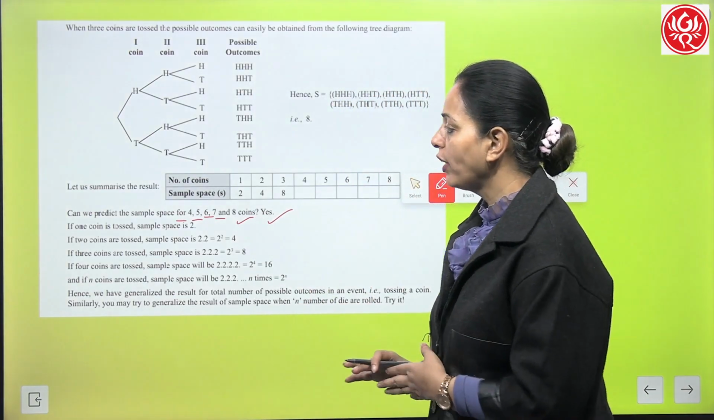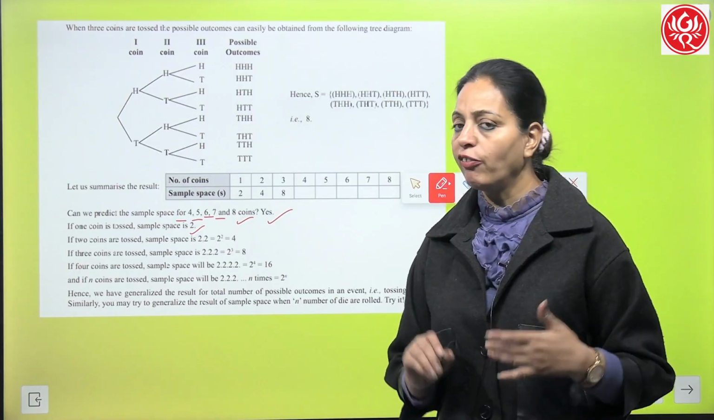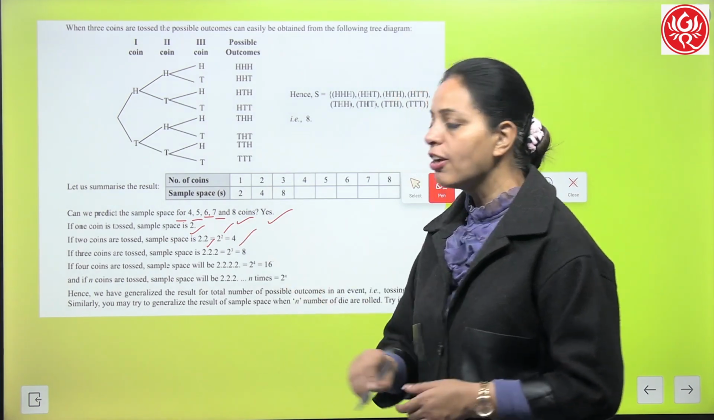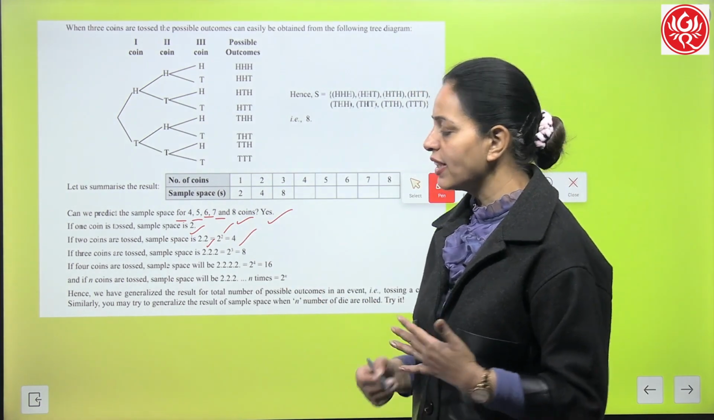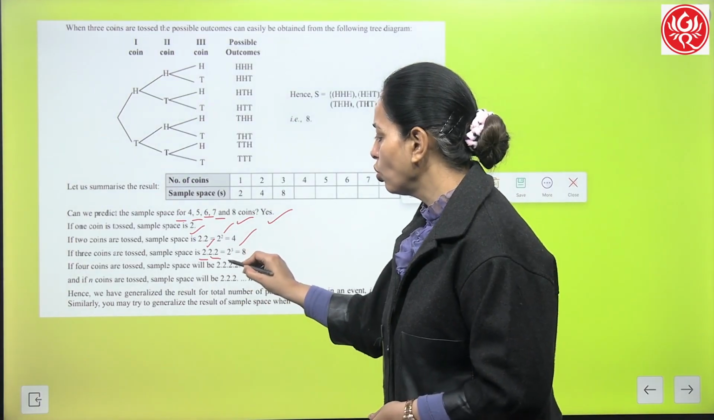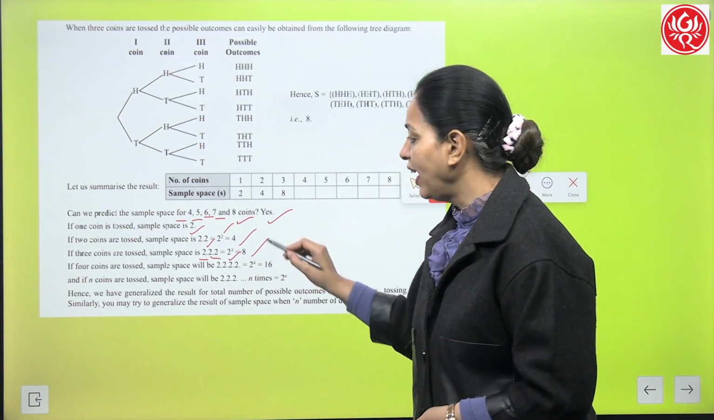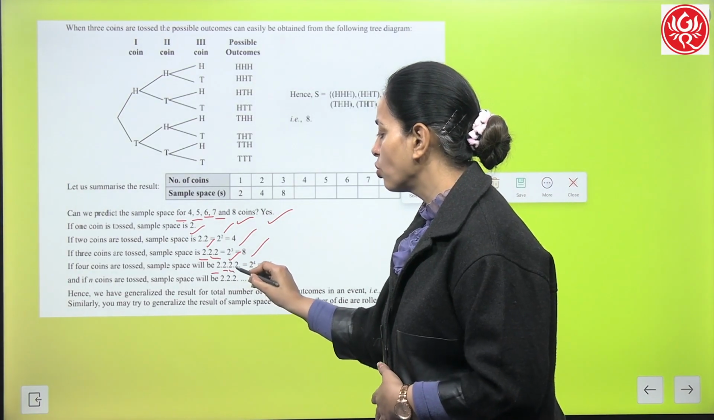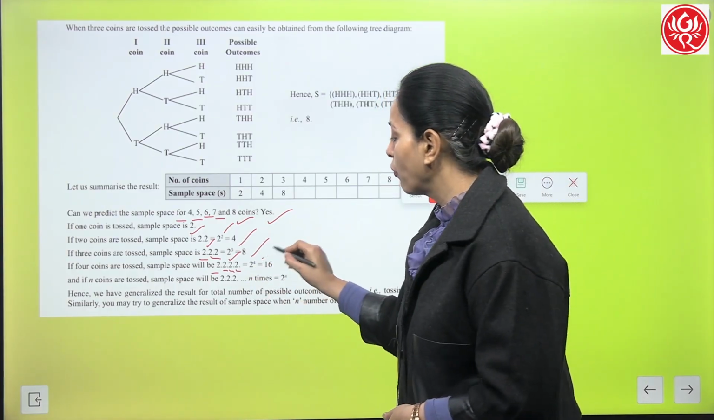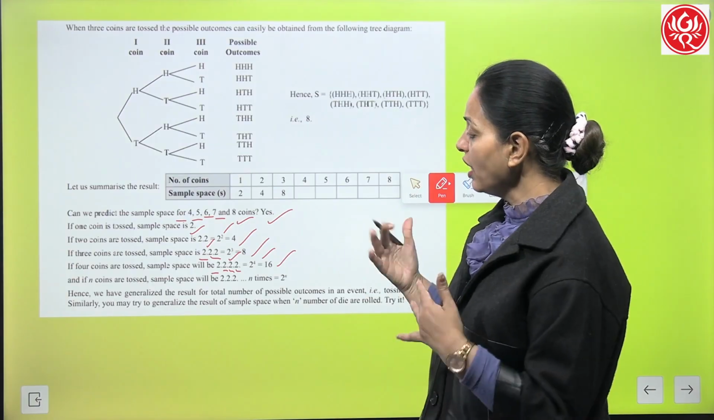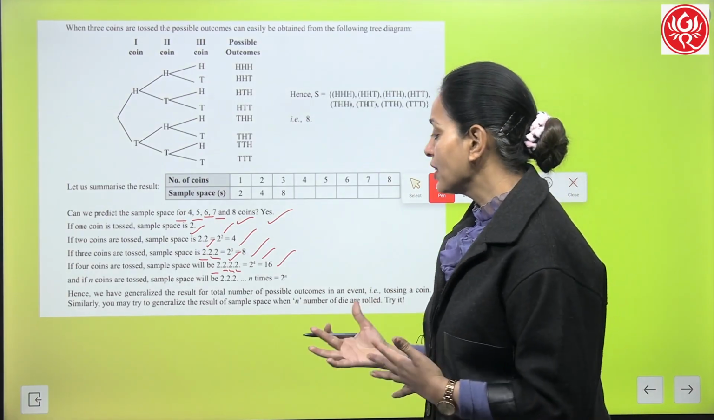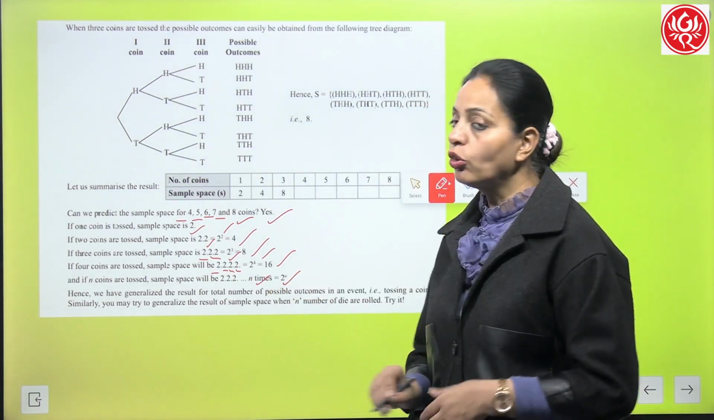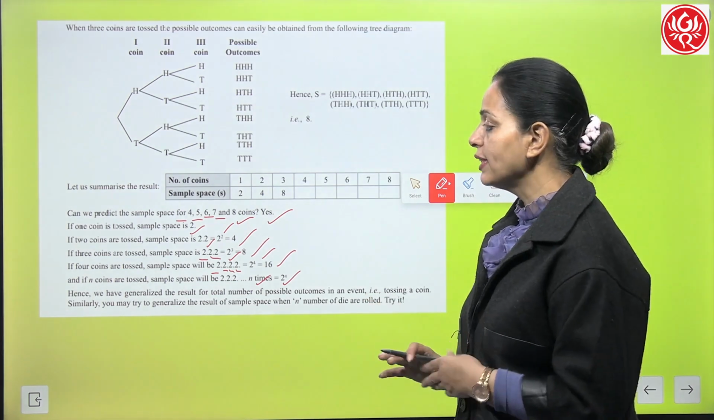Yes. If 1 coin is tossed, sample space is 2. If 2 coins are tossed, sample space is 2 into 2, 2 raised to the power 2, that is 4. If 3 coins are tossed, then sample space is 2 into 2 into 2, 2 raised to the power 3, that is 8. If 4 coins are tossed, then sample space will be 2 into 2 into 2 into 2, means 2 raised to the power 4, that is 16. So whatever the number of coins, what will the sample space be? 2 raised to the power n. If coin n, then 2 raised to the power n is the sample space, right?